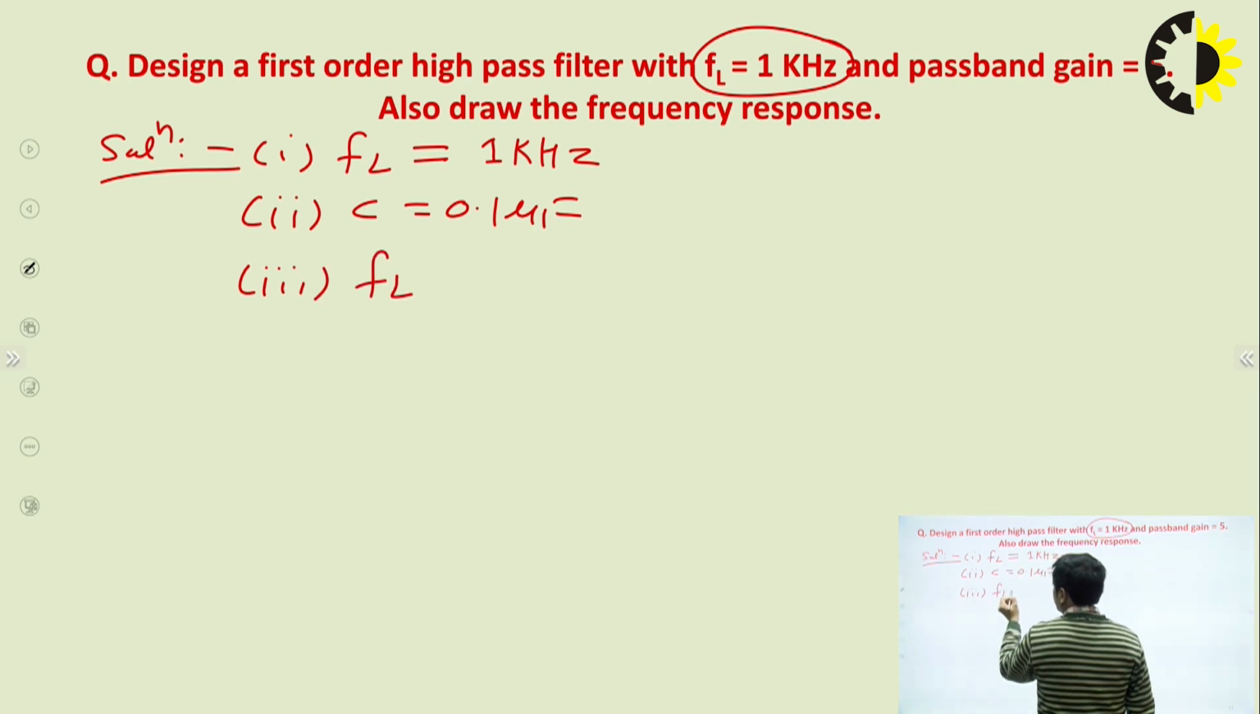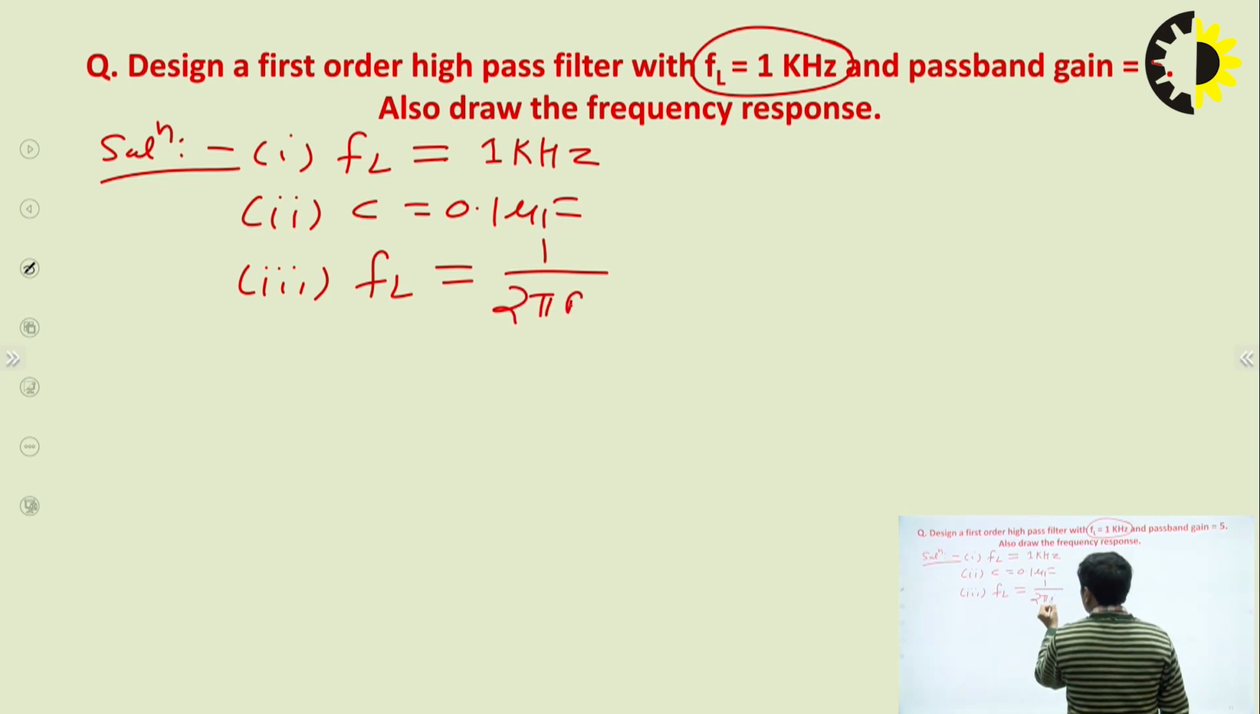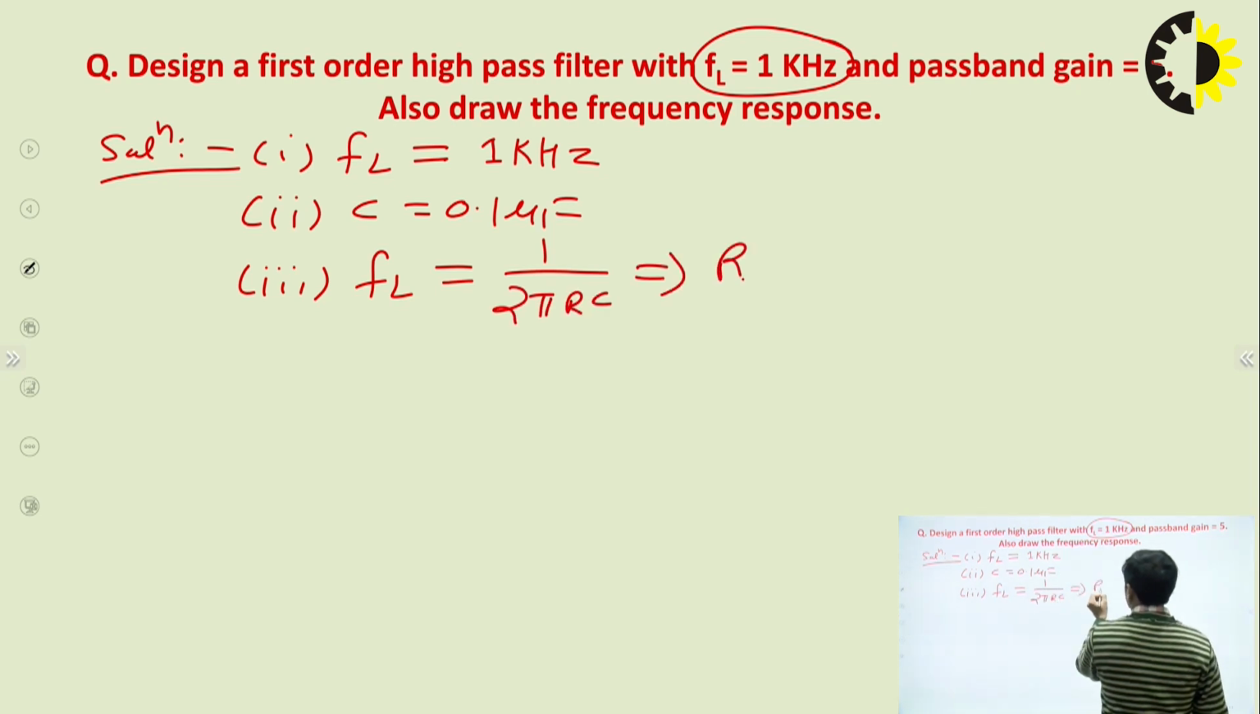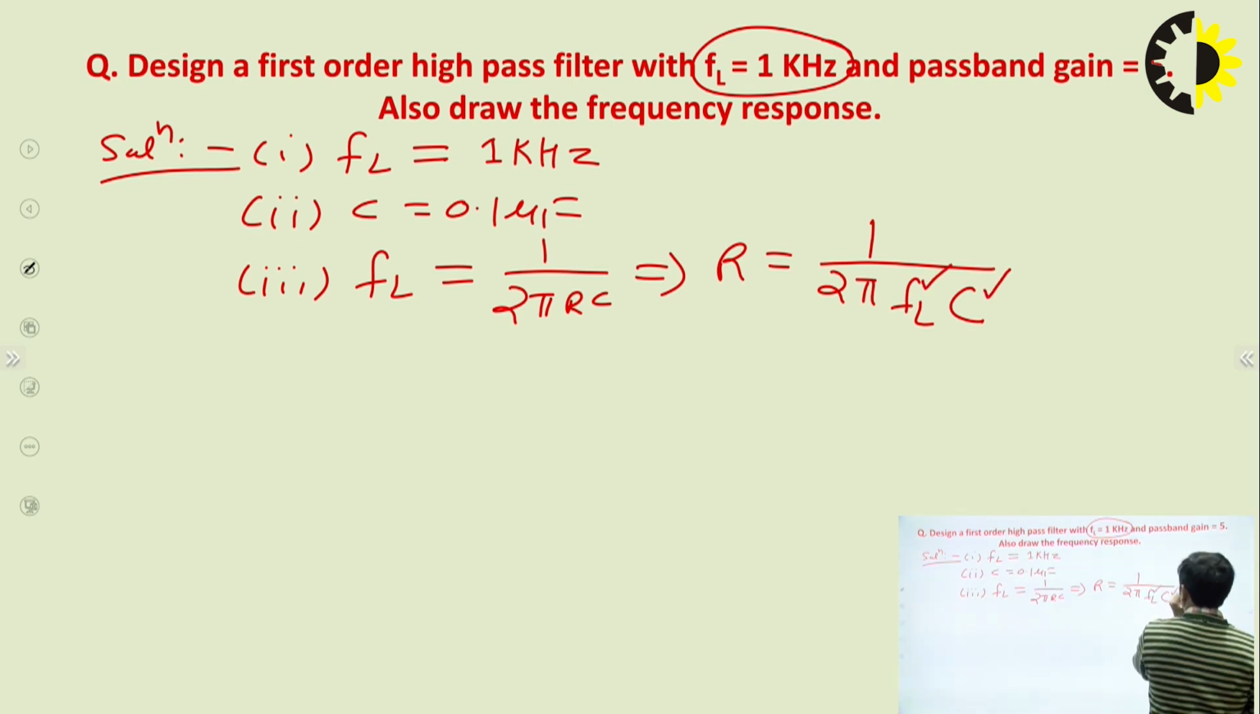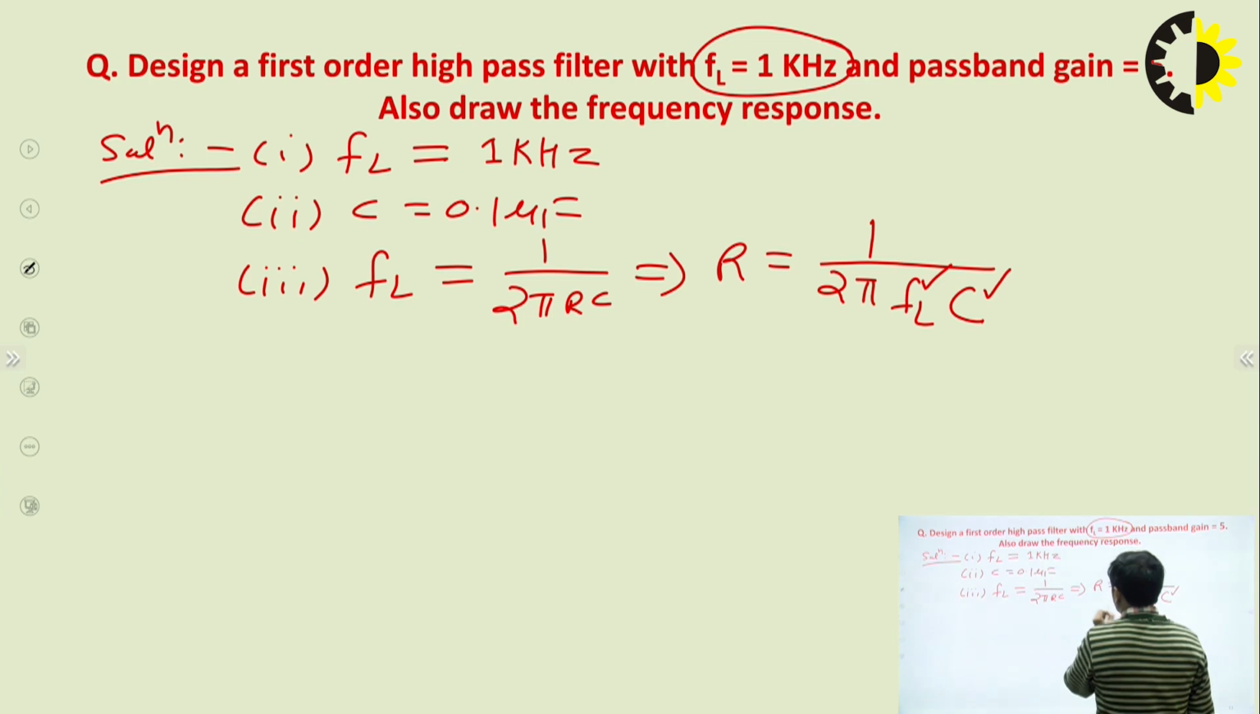We know the equation of FL, that is the cutoff frequency, that is 1 upon 2 pi RC. So from here, what will be the value of R? R will be equal to 1 upon 2 pi FL into C. So from step 1, you can put the value of FL 1 kilohertz, and from step 2, you can put the value of C 0.1 microfarad. So from here, you will get the value of R.